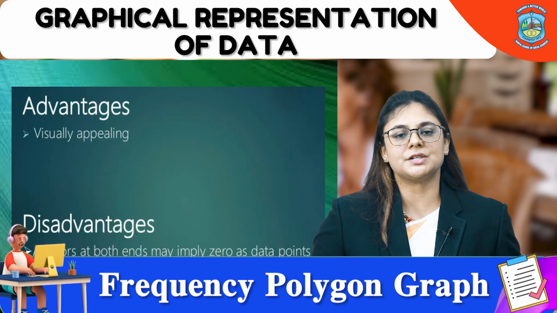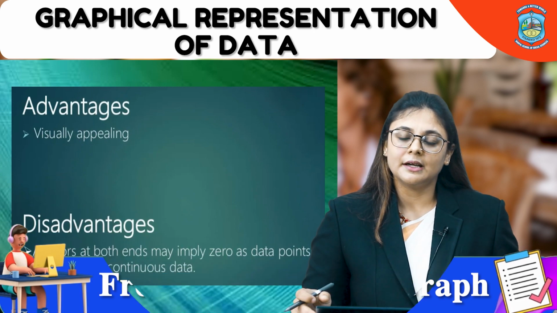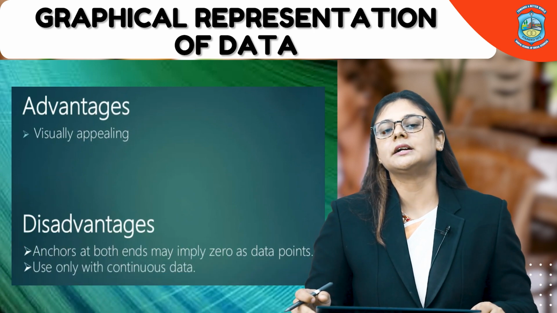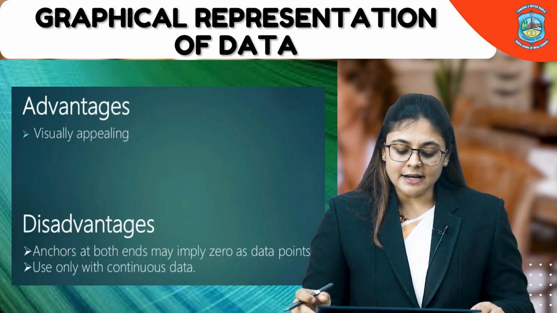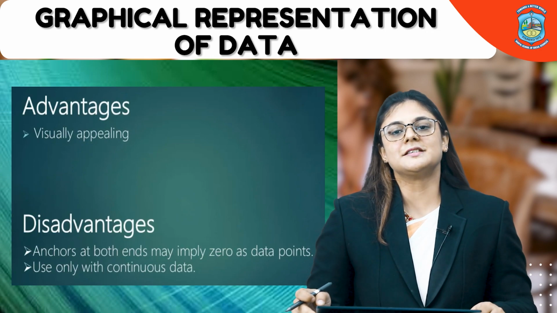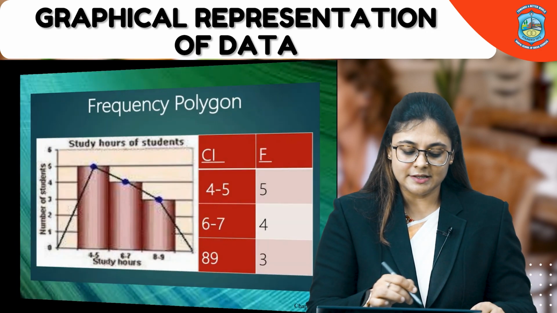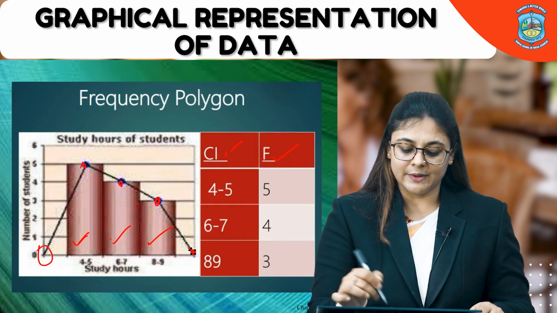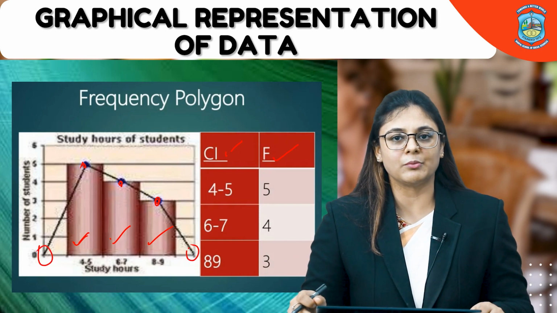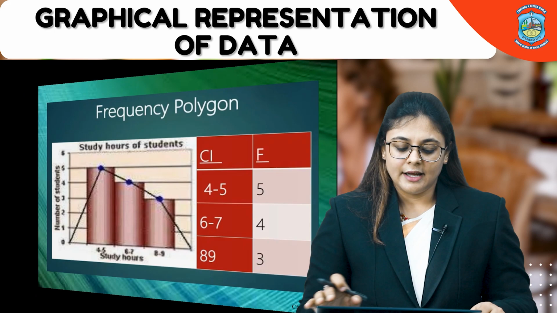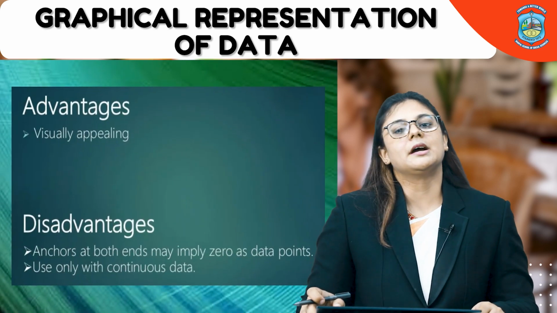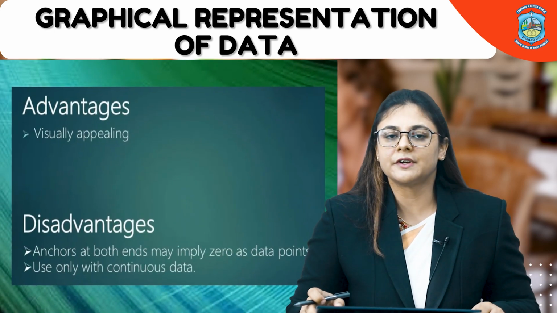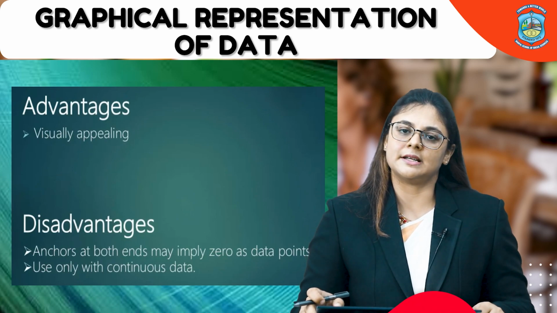Advantages: the first advantage is that it becomes very visually appealing. It also suffers from certain disadvantages, like the anchors at both ends may imply zero data points. Here also you can see that these anchors at the ends represent zero data points, which is not a fact. And it is used only with continuous data. So you cannot use a frequency polygon with discrete data.